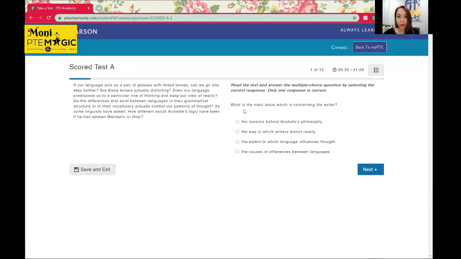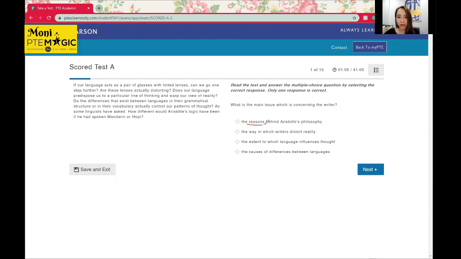Let's read the question. What is the main issue which is concerning the writer? So let's quickly have a look at the options first. The reasons behind Aristotle's philosophy, the way in which writers distort reality, the extent to which language influences thought, the causes of differences between languages. Okay, so I'm just going to underline the keywords. In the exam, I'll probably have to write it on my erasable notepad.